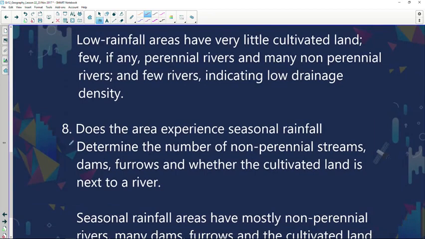Now, this one over here, point 8, does the area experience seasonal rainfall? And in most cases in South Africa, do we experience seasonal rainfall? We either experience winter rainfall like the Western Cape area, or we experience summer rainfall like the Highveld up in Johannesburg and surrounding areas such as Free State and Northwest.